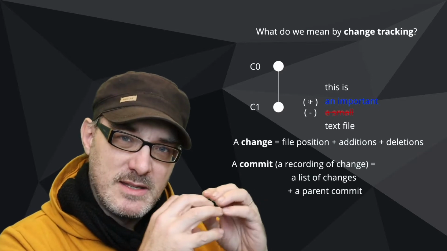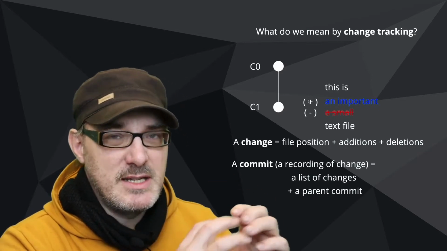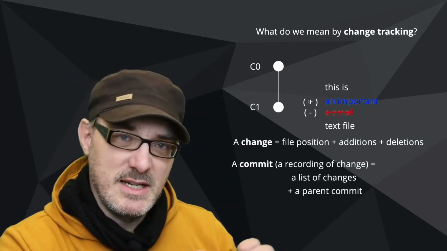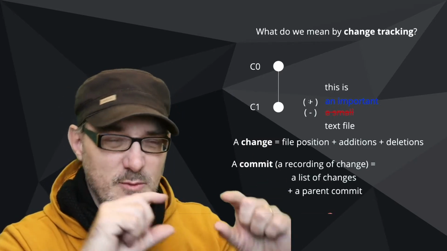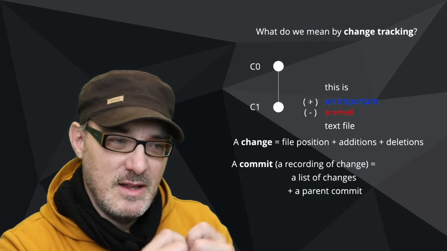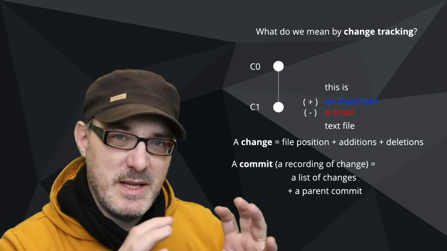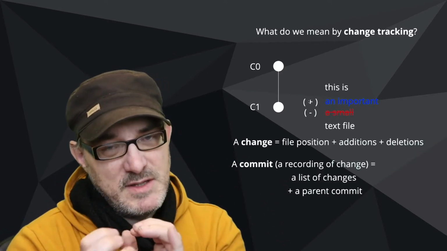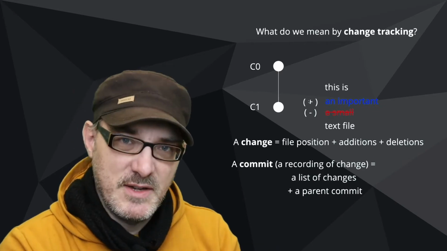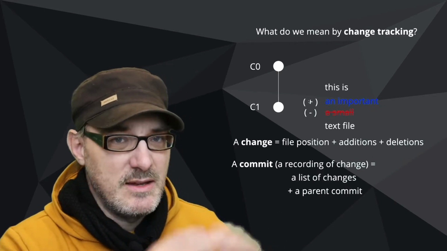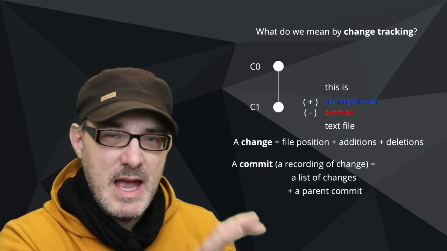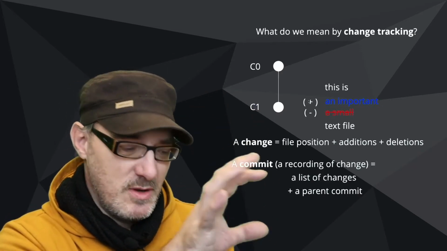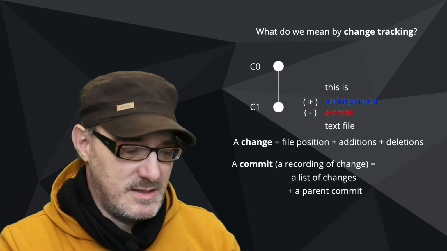And that commit is made of a change and a parent commit. That change is a file that's impacted and the lines that are changed. This is what we call atomic changes. And so the commit saves the set of changes, which files are impacted, and what the parent commit is. And this allows us to track changes in time.